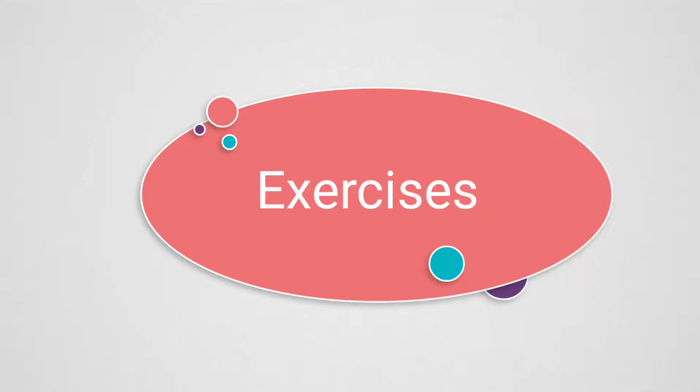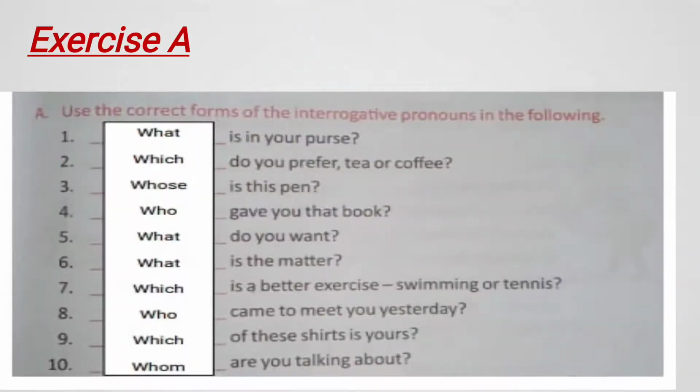Page number 57 will start with exercise A. Use the correct forms of the interrogative pronouns in the following. So here what you have to do, you have to use the correct form of interrogative pronouns like who, what, which, whom, like this. Okay, so use the correct forms of the interrogative pronouns in the following.